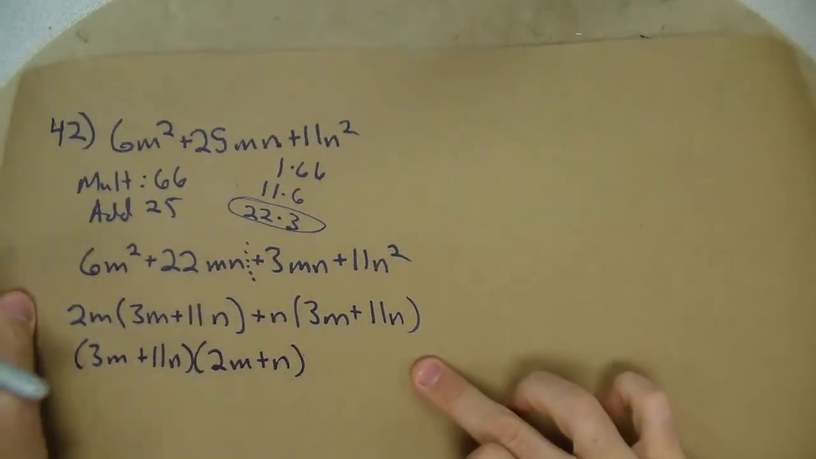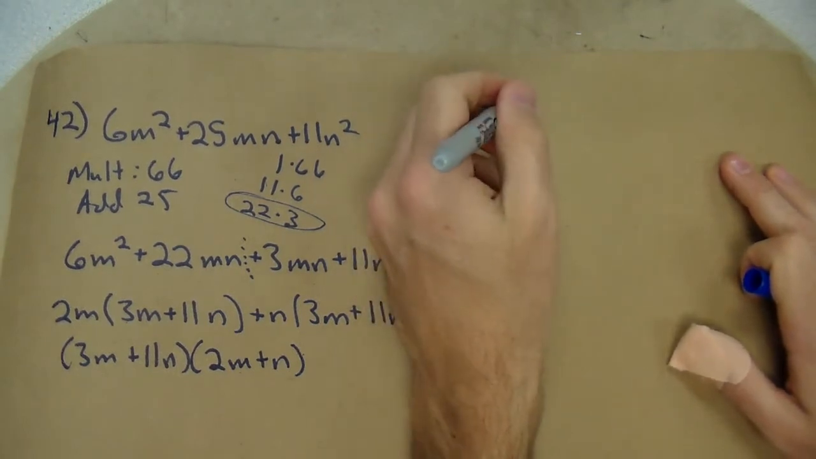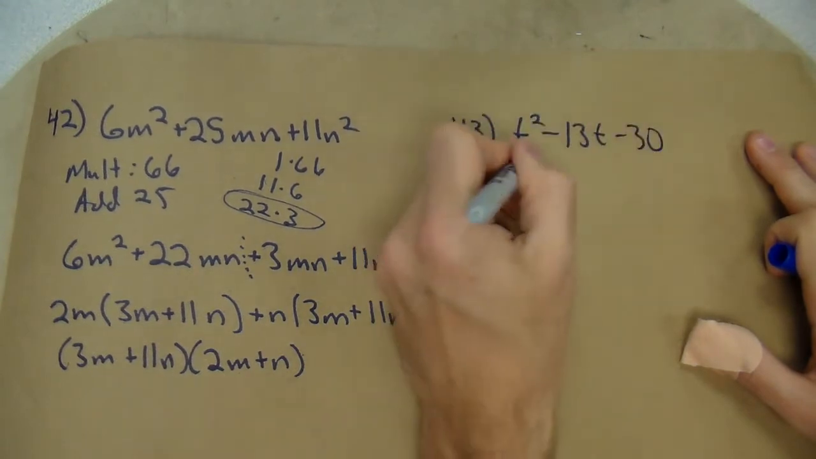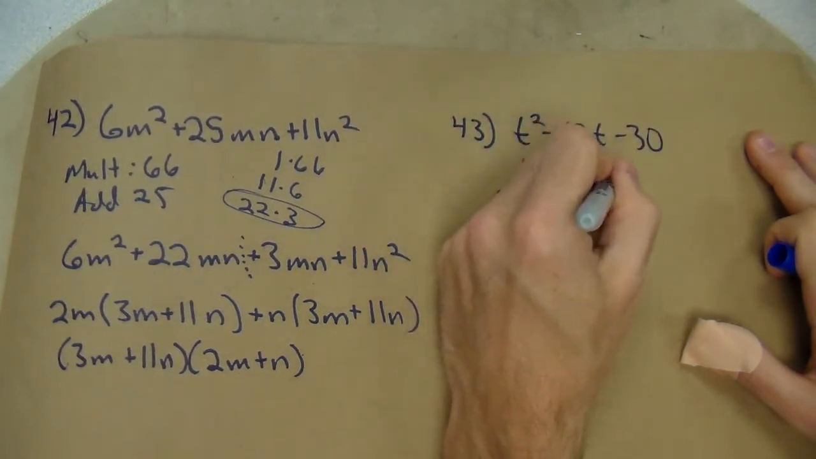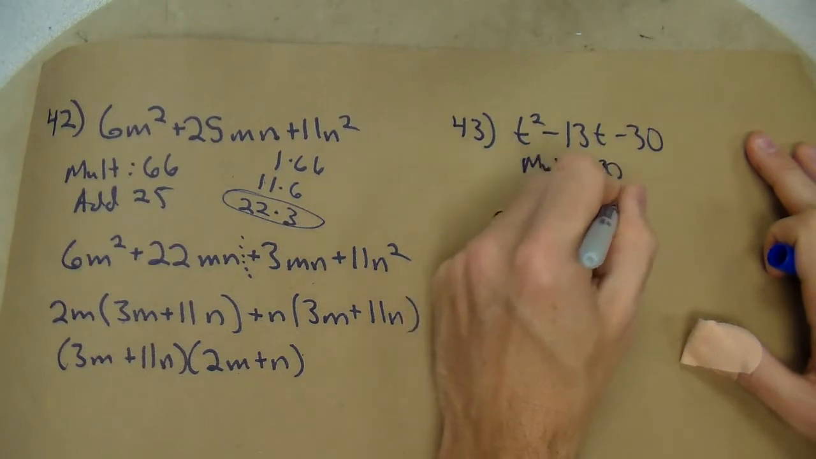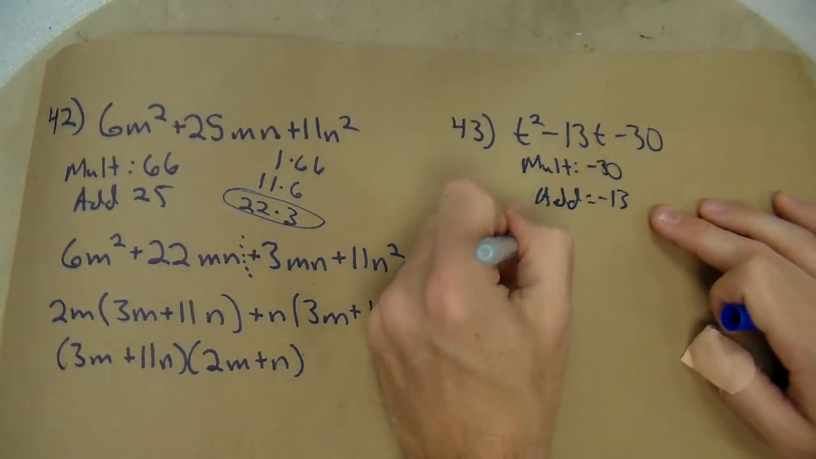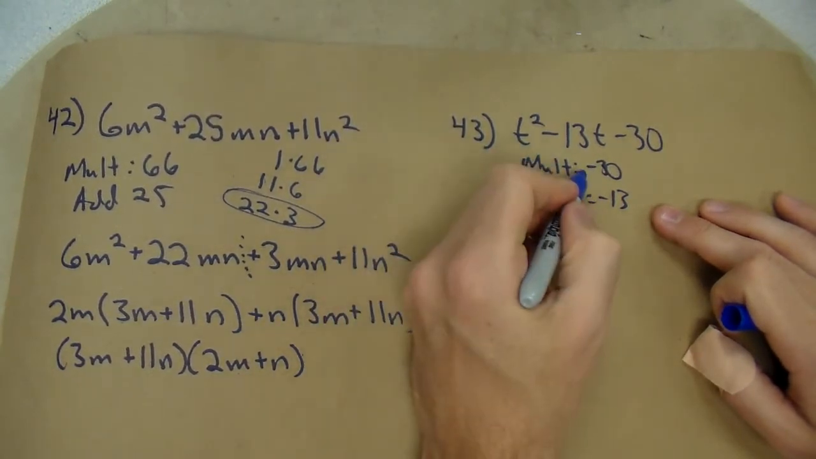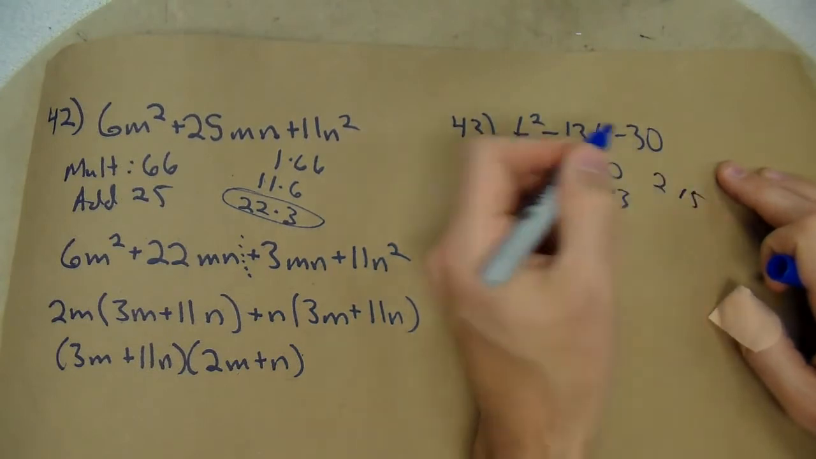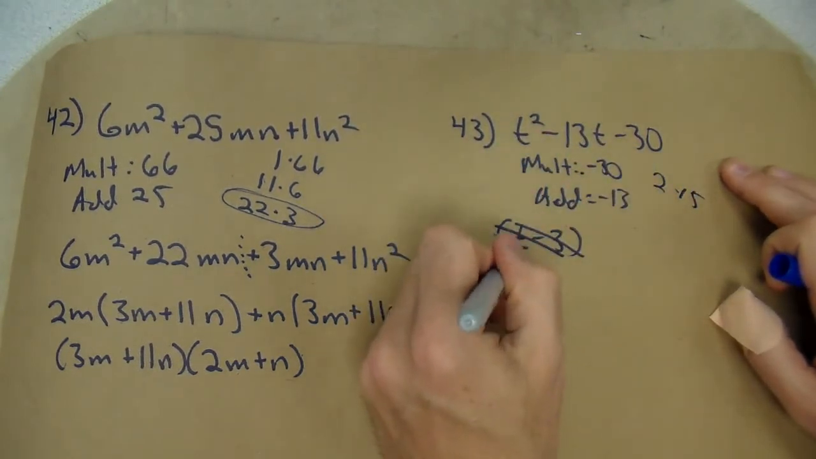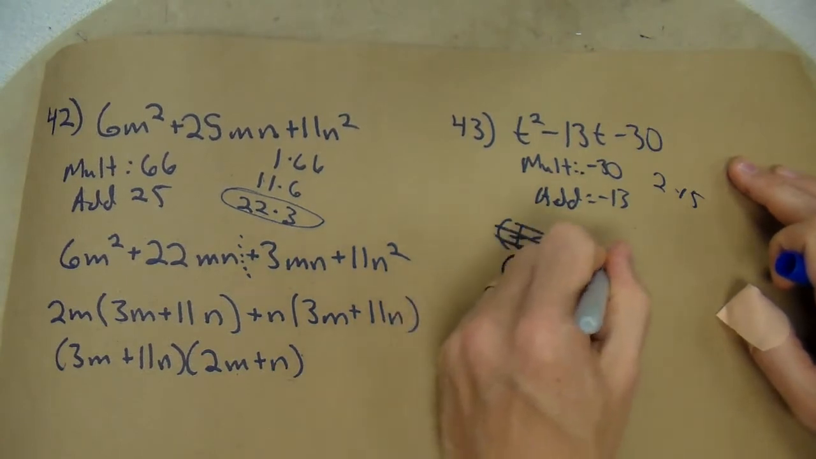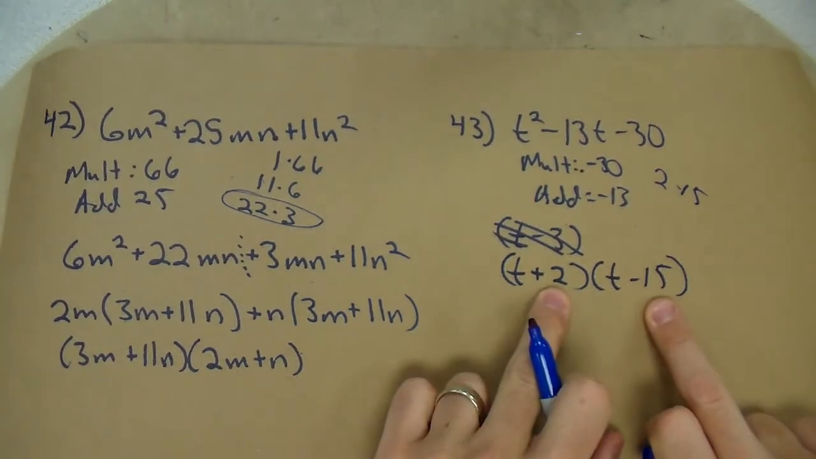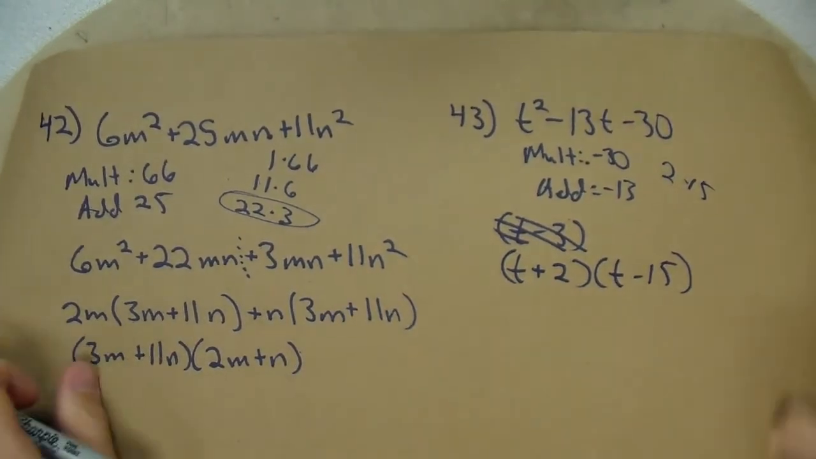43, we got t squared minus 13t minus 30. I'm looking to multiply to negative 30, add to negative 13. Well, negative 3, negative 10 looks like our winners. Ah, but wait a minute. That would be a positive 30. How about we do 2 and 15, and we make the 15 negative? So that's going to be t plus 2, t minus 15. And that's a good reason to check as we go through. I look here, I get negative 30, it adds to negative 13. So it does work. Caught myself there.